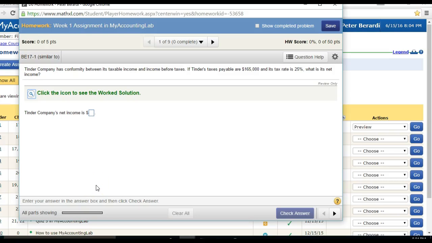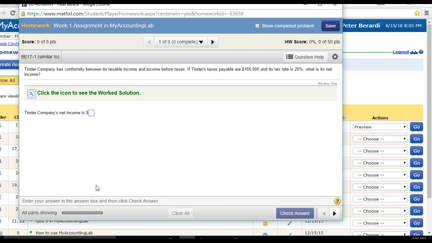Assignment 1 for Financial Reporting 3. I'd like to go over some of the problems that you'll be working on over the next few days and just give you some tips on how to approach these problems.